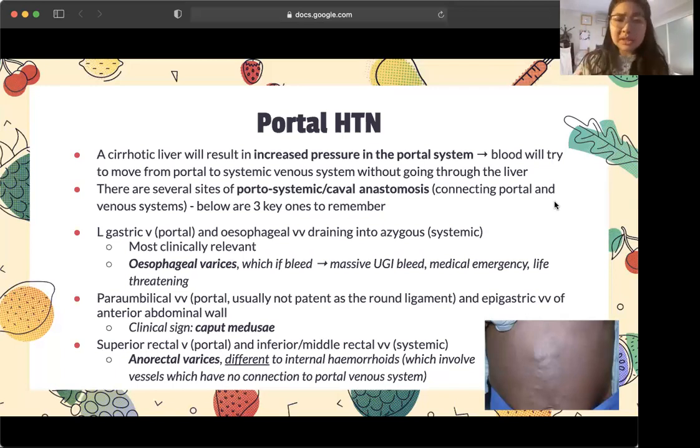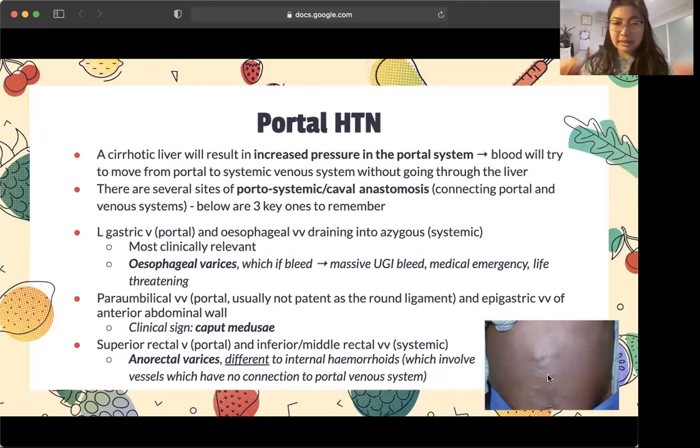So I want you to be aware of, and the most clinically important one, because if they bleed, it's a medical emergency, it's life-threatening, is esophageal varices. And these form from the left gastric vein, which is from the portal system, and the esophageal vein, which drains into the esophagus, which is the systemic system. So portosystemic anastomosis here. So normally, not a lot of blood goes through here, but in portal hypertension, they can become really engorged and it creates esophageal varices. If this bleeds, it can result in a massive upper GI bleed, so massive hematemesis, medical emergency, life-threatening.